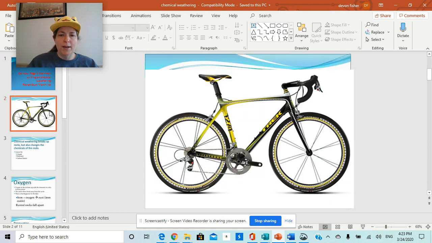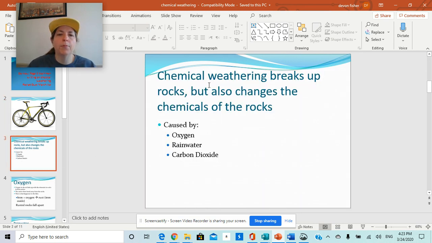So imagine I have a bicycle, right? And I leave it outside in the rain. What is going to happen to it? That's right, it's going to rust. This is a form of chemical weathering. Chemical weathering breaks up rocks, but it also changes the chemicals of the rocks.